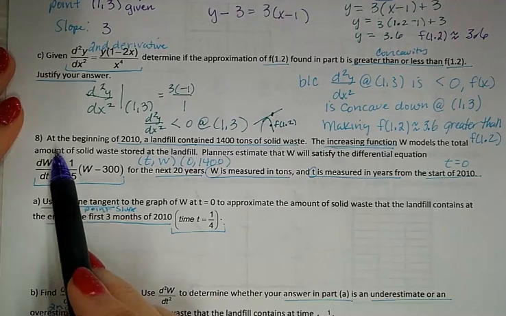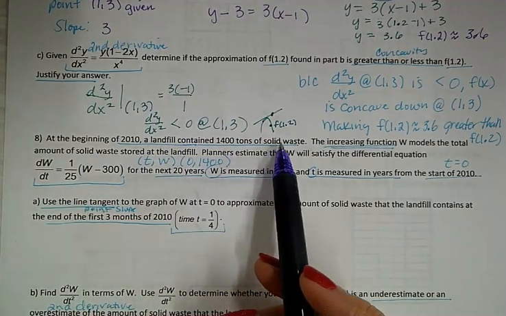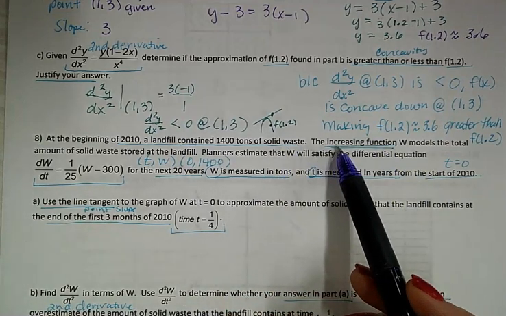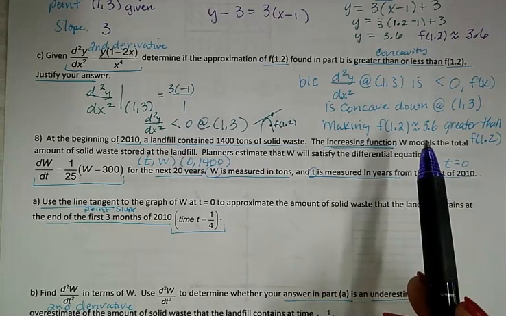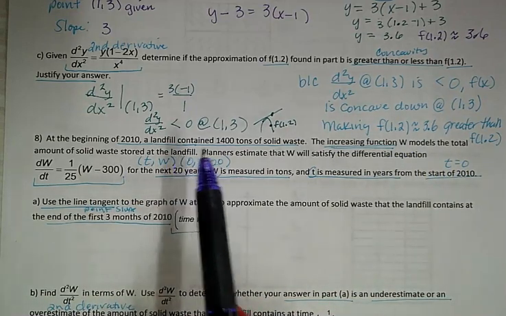Okay, so I am starting at 2010. I have a landfill containing 1,400 tons of solid waste. It's an increasing function, so that might come in handy later, so I marked that. Where W models the total amount of solid waste stored in the landfill.